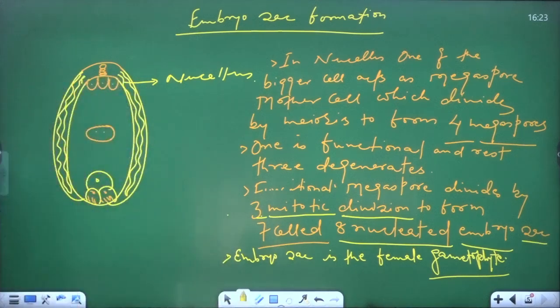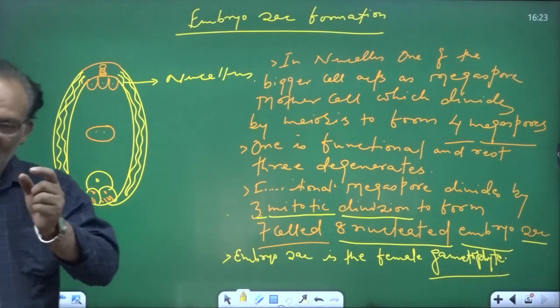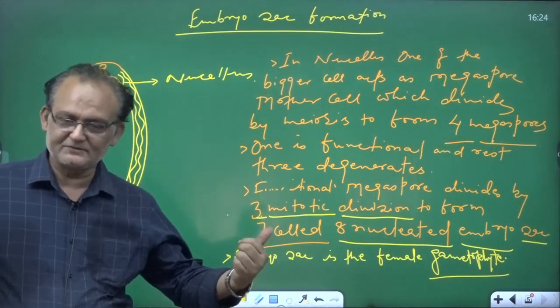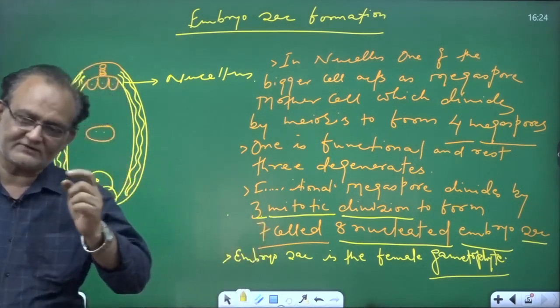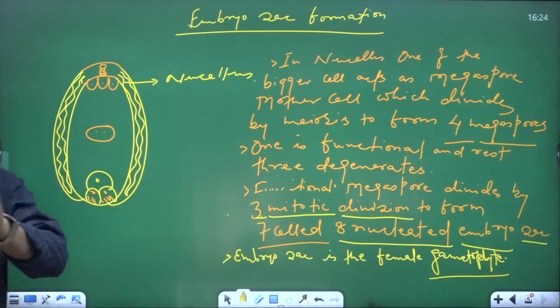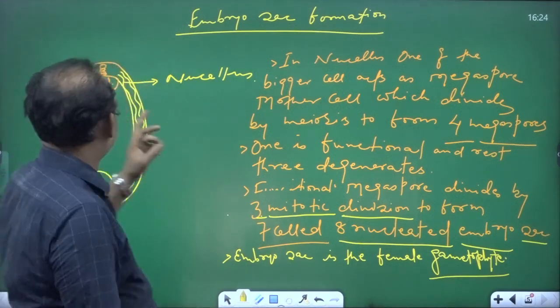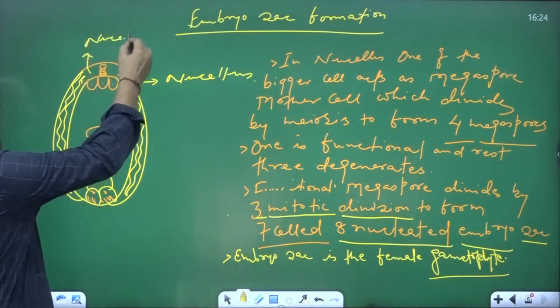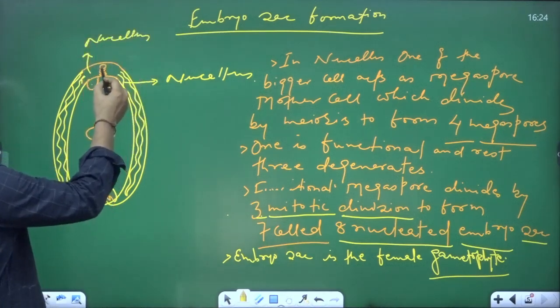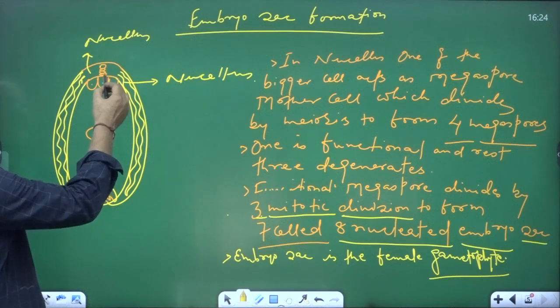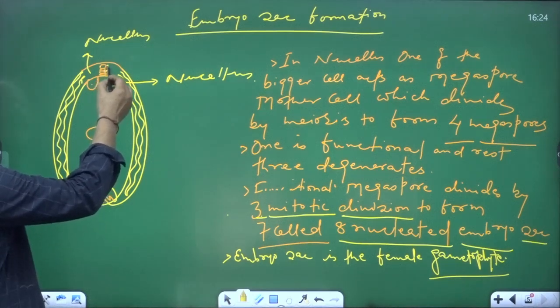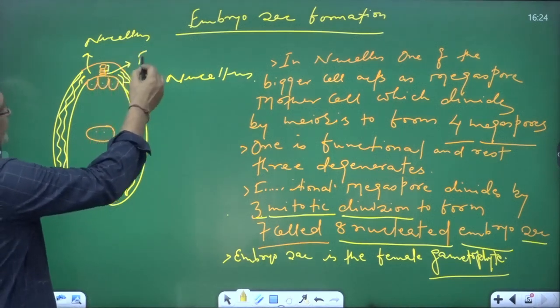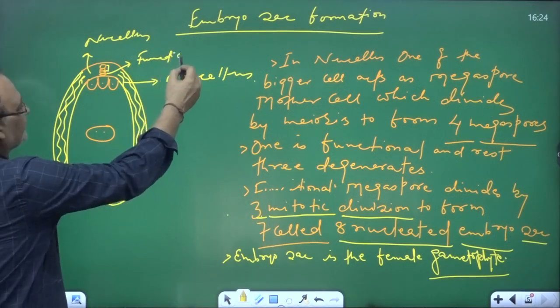Embryo sac is the female gametophyte. So what is the male gametophyte? Pollen grain. And the female gametophyte is the embryo sac, and this embryo sac contains the ovum. You understood, no? See, one of the cells in the nucellus is bigger and divides to form 4 cells. 3 degenerate, and one is functional.